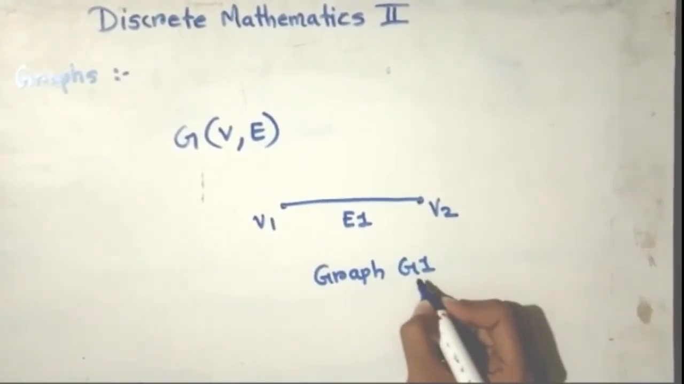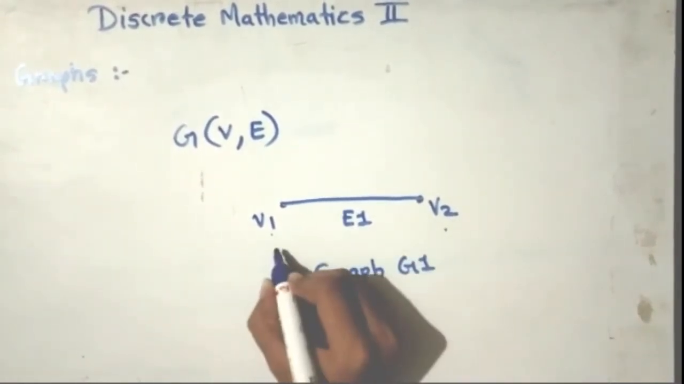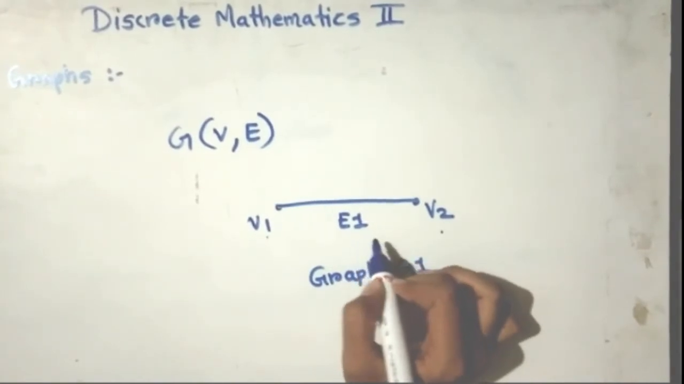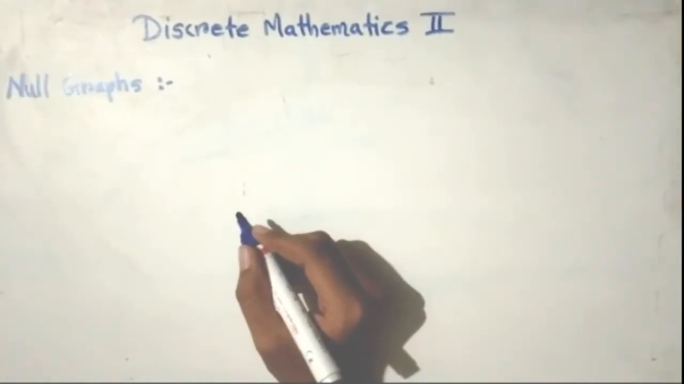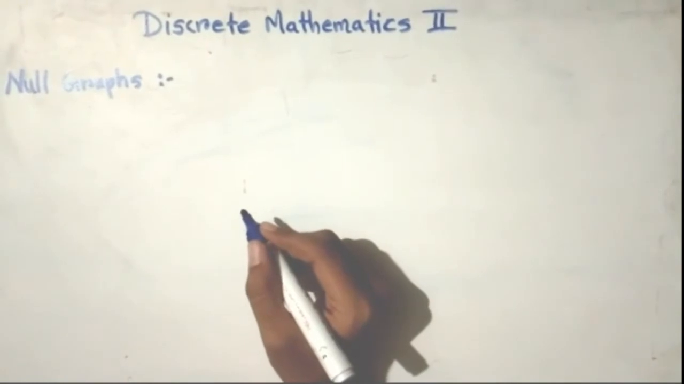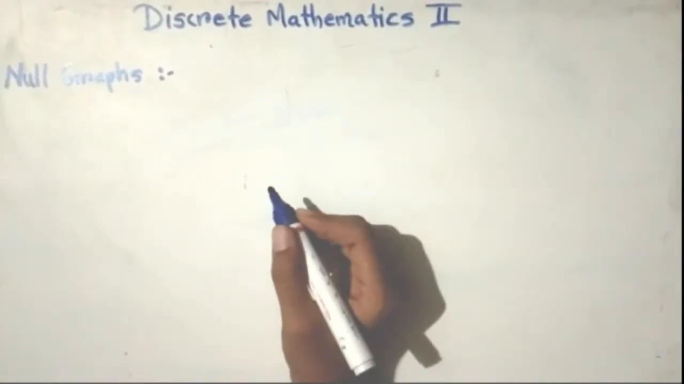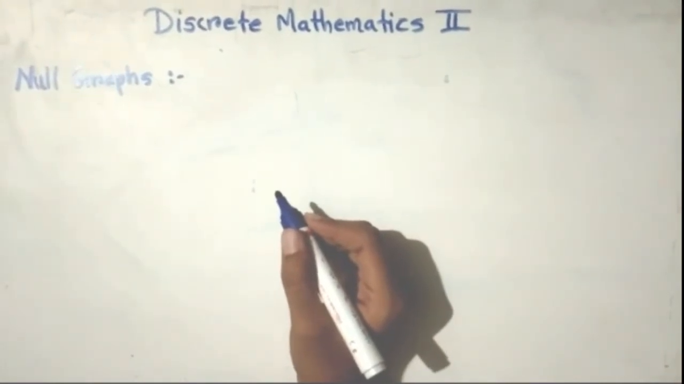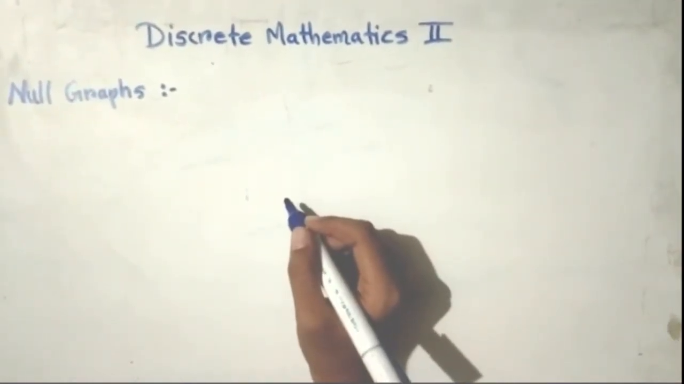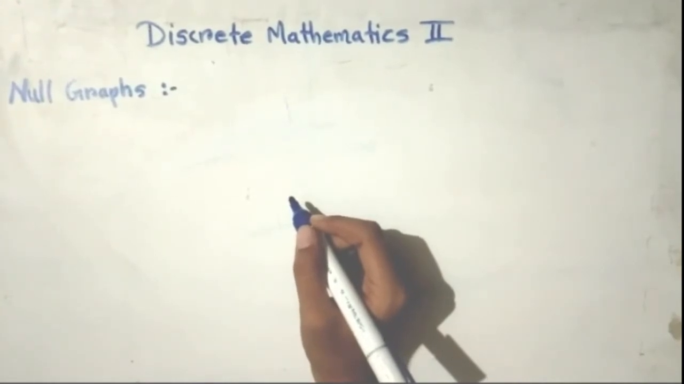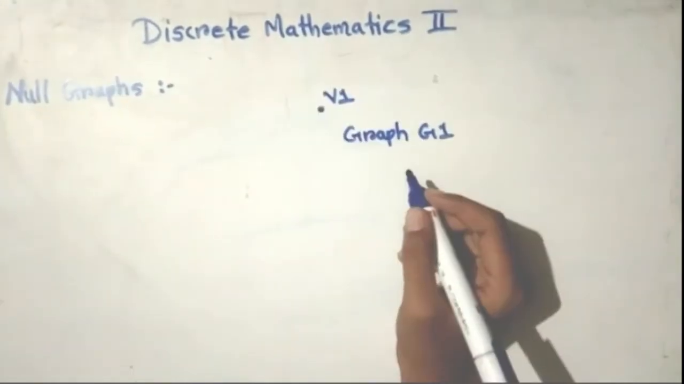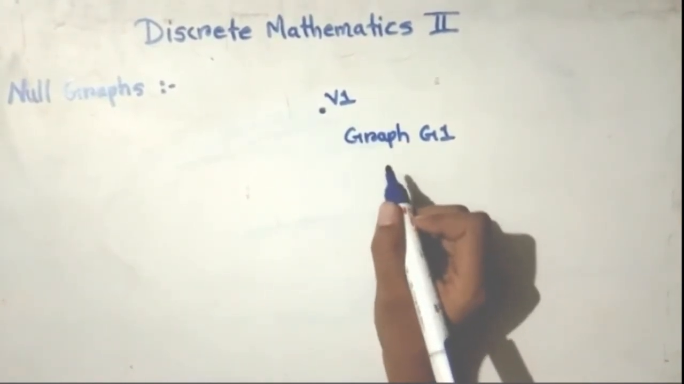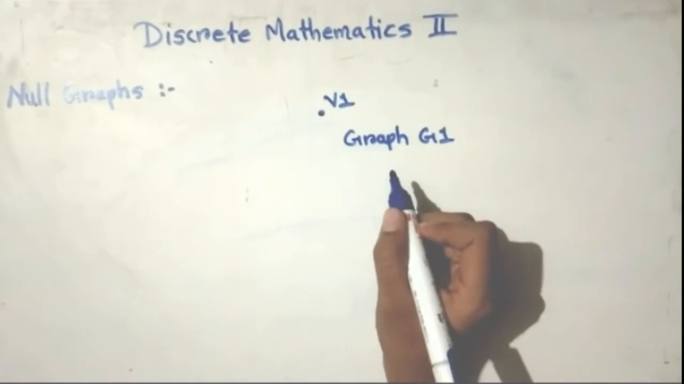In this graph G1, V1 and V2 are vertices and they are attached by edge E1. A graph is formed by vertices and edges connecting the vertices. Now we will see the null graph, that is, the empty graph. A null graph is a graph in which there are no edges between any of its vertices. In this, V1 is a vertex and has no edge, therefore it is called a null graph.